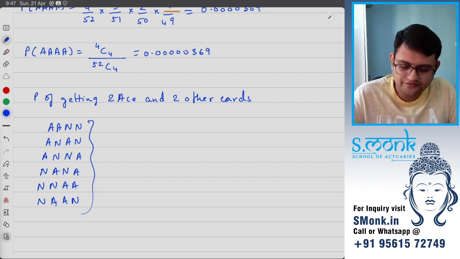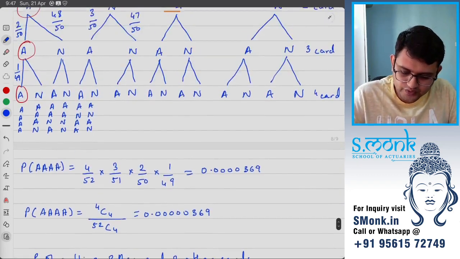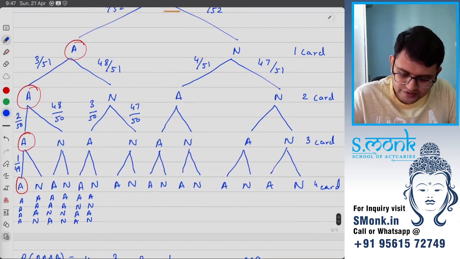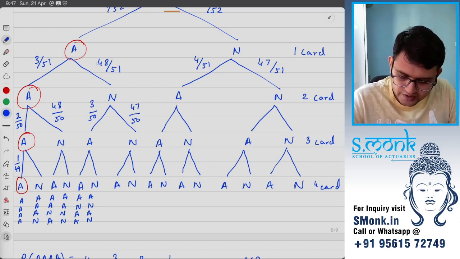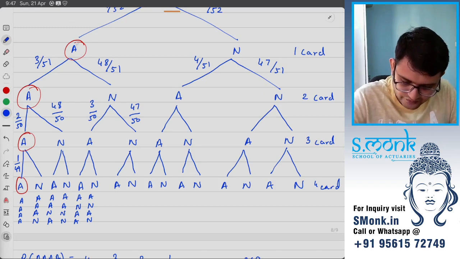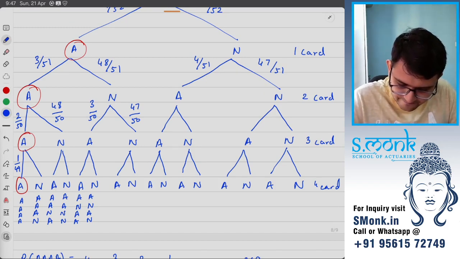So if I'm using tree diagram, what I will do is I will add up all of such positions. What are those positions? I want ace not, not ace. First of all, this is the first one.